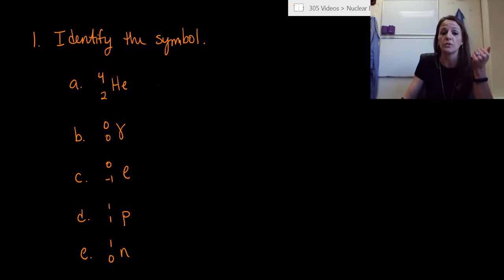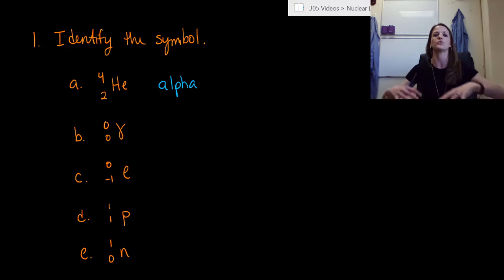So the very first one is what we call an alpha particle. An alpha particle is really fat, it's really big, it takes up a lot of space, and it's represented by helium-4. Helium always has an atomic number of 2, and so we always write our alpha particle as helium-4 with an atomic number of 2.